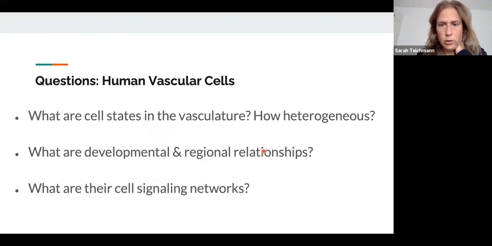What I want to do in the next 20 to 30 minutes is ask what we've learned from the perspective of my own group by mining this data with respect to cell states. What are the cell states in the vasculature? That's not just the endothelial cells, but also the surrounding smooth muscle and pericytes. And how heterogeneous are those cells? Can we say anything about their developmental and regional relationships, and what are their signaling networks?